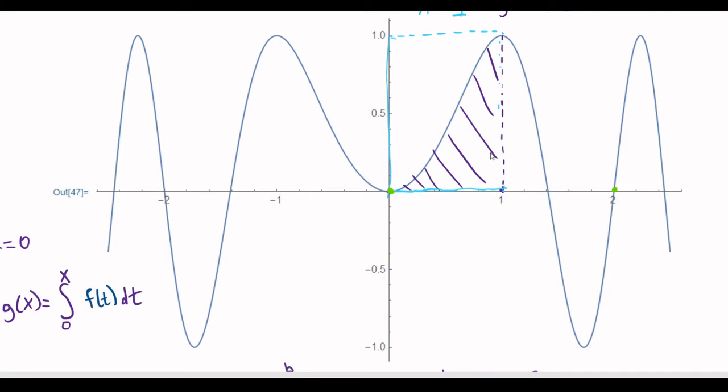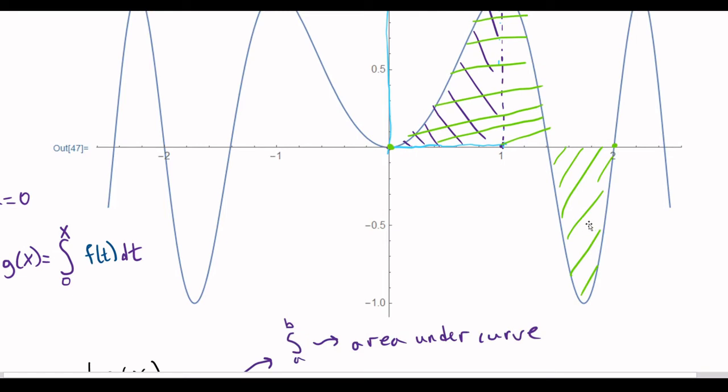I get the purple, but then I also get, so how do we want to do this? Well, we'll do all of this area in green. So green, green, green, all of this is green. But then I also pick up all of this green. Ooh, okay. So this is now G of 2, all of this green.